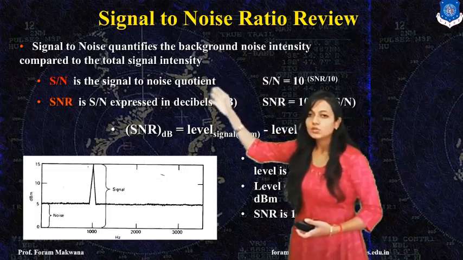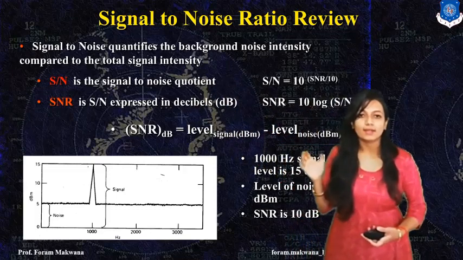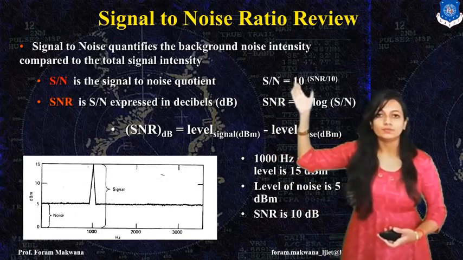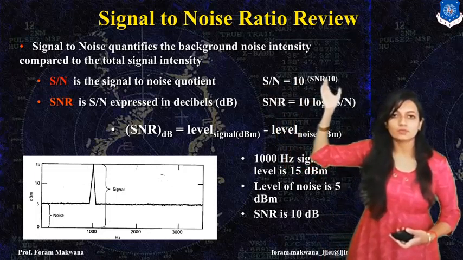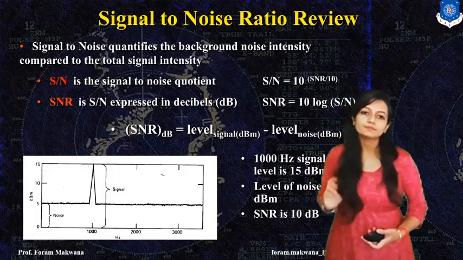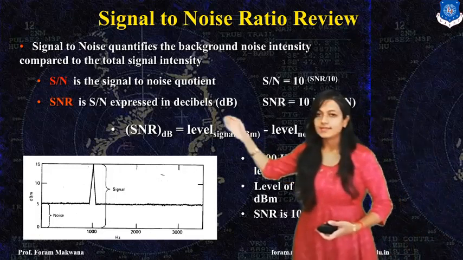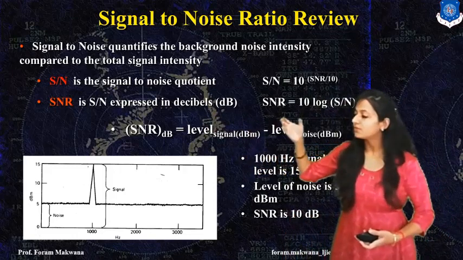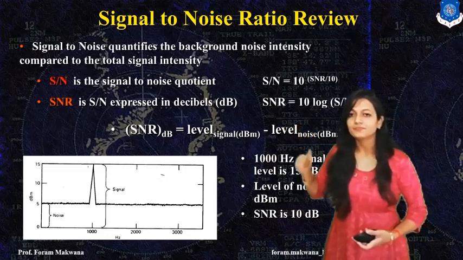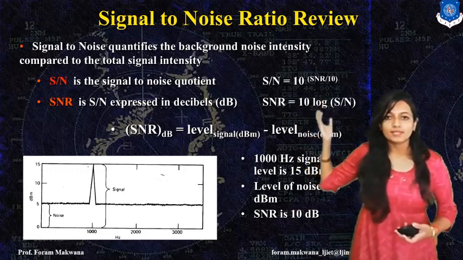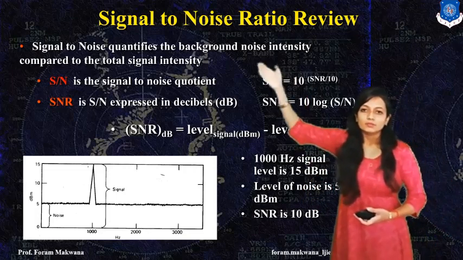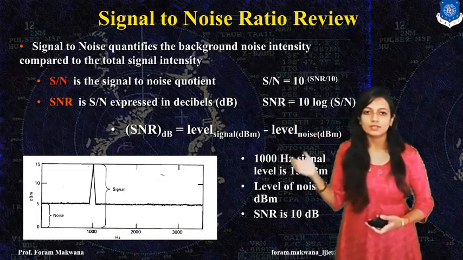Over here, signal to noise is the signal to noise quotient S by N. If you want to represent its normal value, S by N is equal to 10 raised to SNR by 10. But if you need to represent it in dB, then SNR is signal to noise expressed in decibel, that is dB. Alright? That is 10 log base 10 of signal to noise. Okay? This is the absolute value. This is the value in the dB.